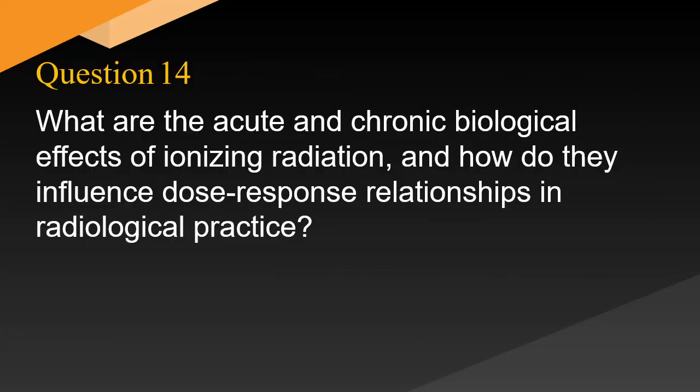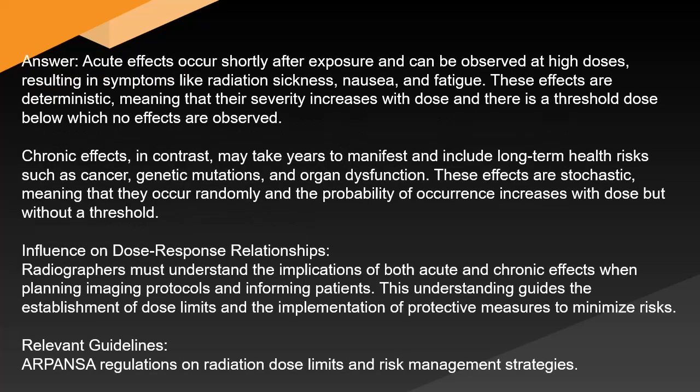What are the acute and chronic biological effects of ionizing radiation, and how do they influence dose-response relationships in radiological practice? Answer. Acute effects occur shortly after exposure and can be observed at high doses, resulting in symptoms like radiation sickness, nausea, and fatigue. These effects are deterministic, meaning that their severity increases with dose and there is a threshold dose below which no effects are observed.